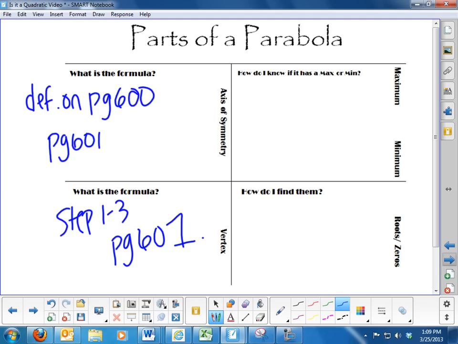Okay, going back up here to the top, minimum and maximum. This is on page 592. There's a box in the middle of the page that talks about this A value. You're going to determine something about A being less than 0 and A being greater than 0. Read about that in the box on page 592 and write down the important information.